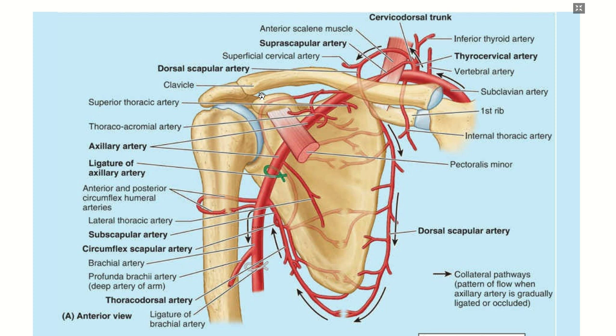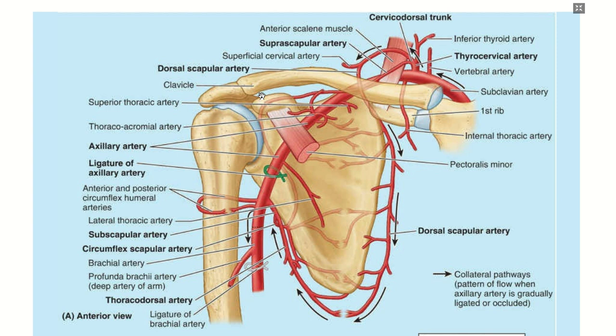Today we're going to talk about anastomosis around the axillary artery. Right. So the axillary artery can undergo a lot of obstruction because of the movement of the upper limb against the exoskeleton. So this can lead to kinking of this artery.